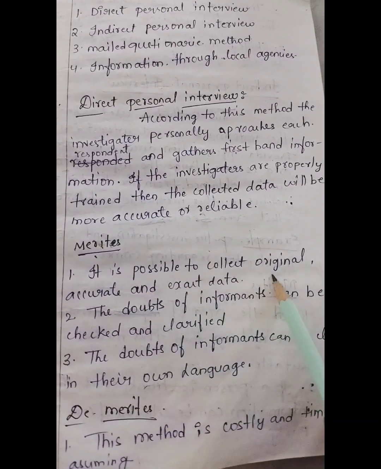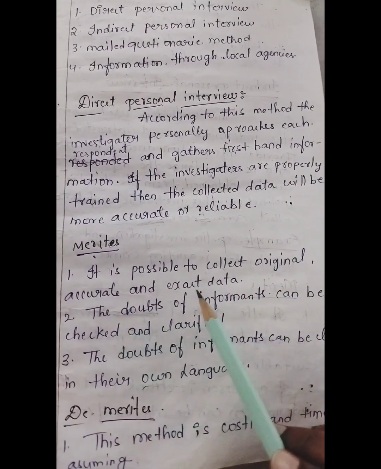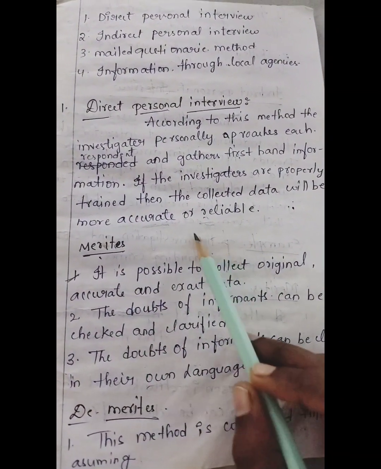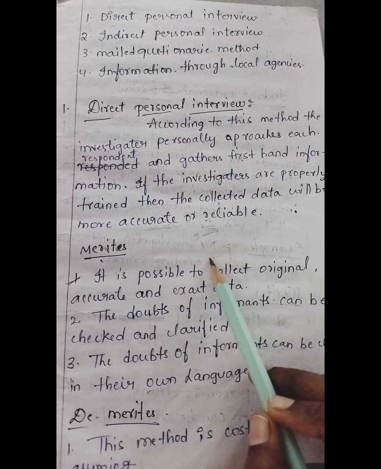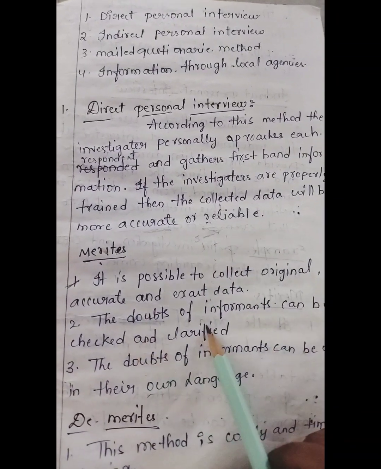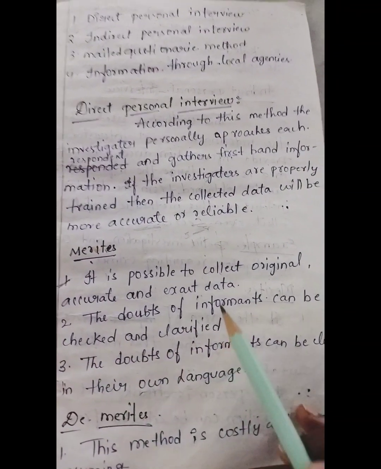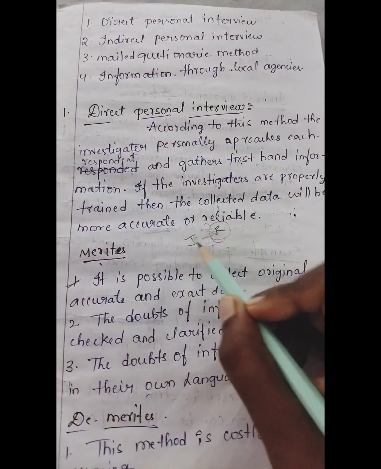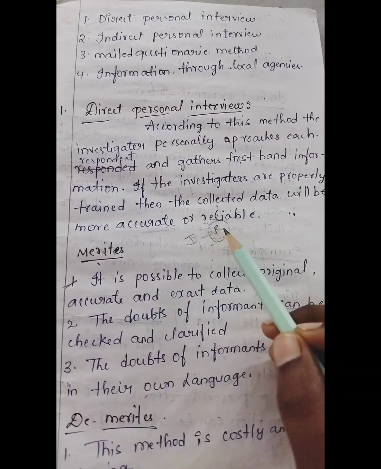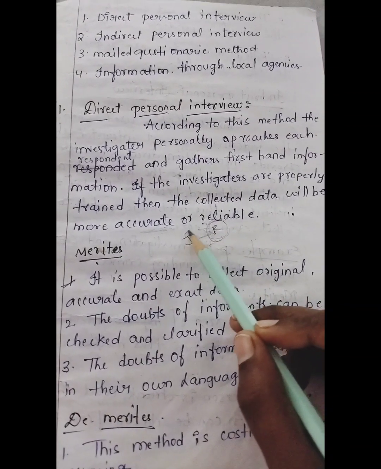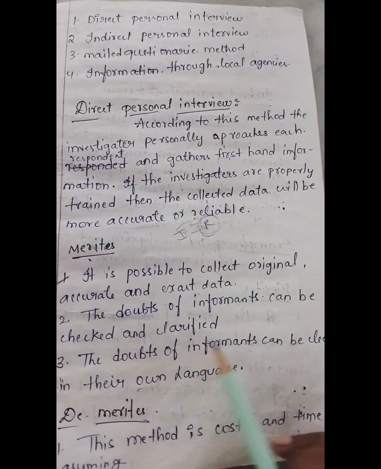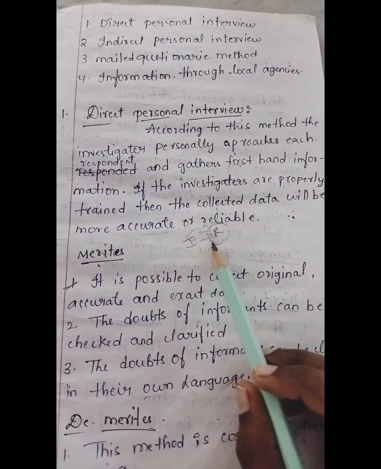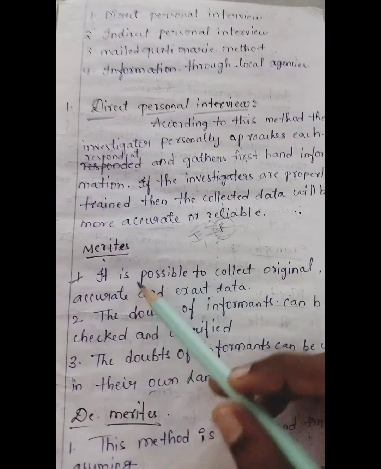First one, it is possible to collect original, accurate and exact data. This point is very clear because the interview is one to one, investigator and respondent, direct interview. So information is original and correct. Second, doubts of the informants can be checked and clarified. Whatever doubts the respondent has can be clarified directly by the investigator, in their own language. So these are the three merits we have.